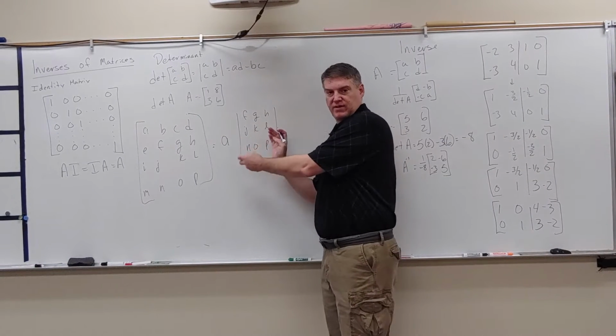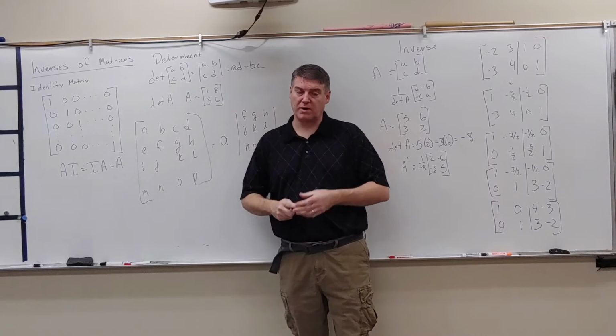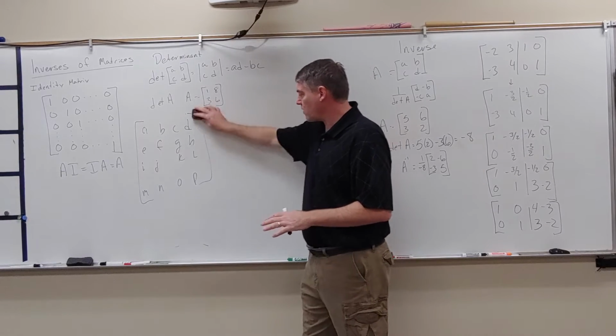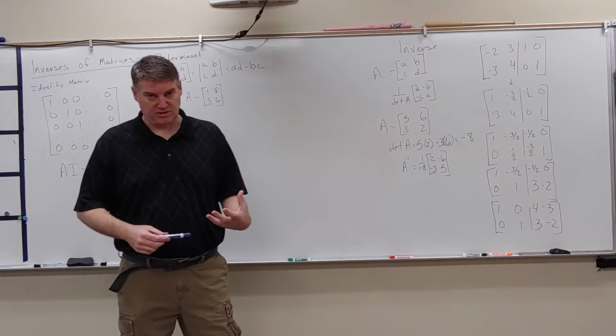And now I would have to take A times, and I would have to split this up into those smaller 2 by 2. And I'd have to keep doing that. Okay? So now that we understand determinants, what we're going to do is look at inverses.